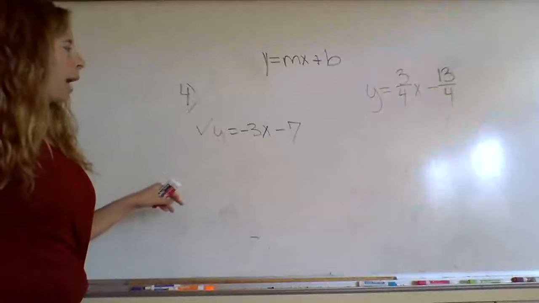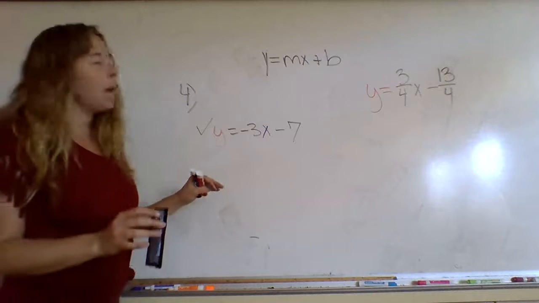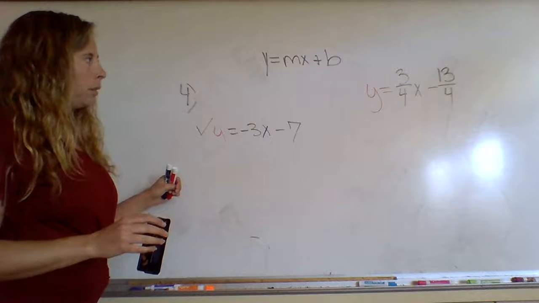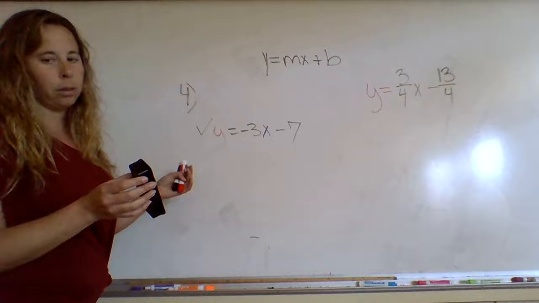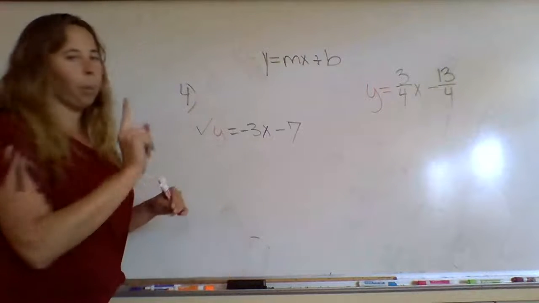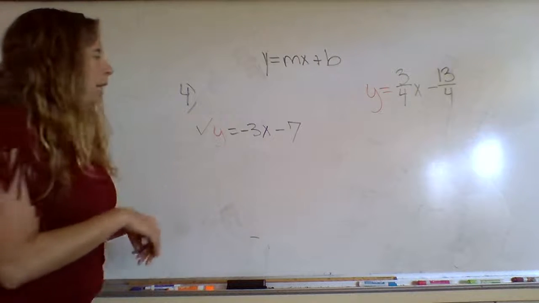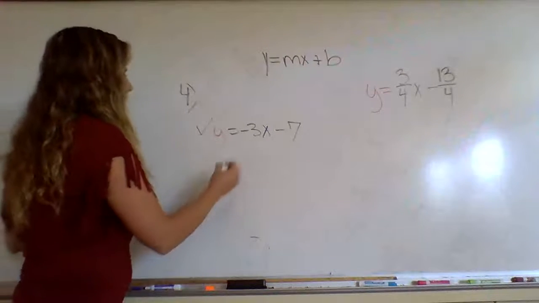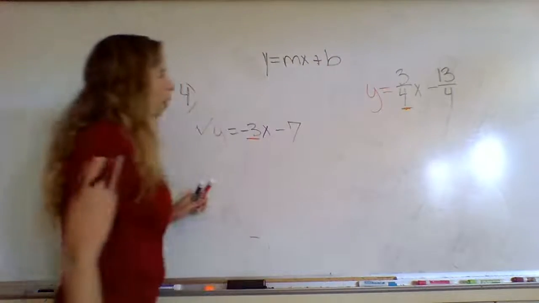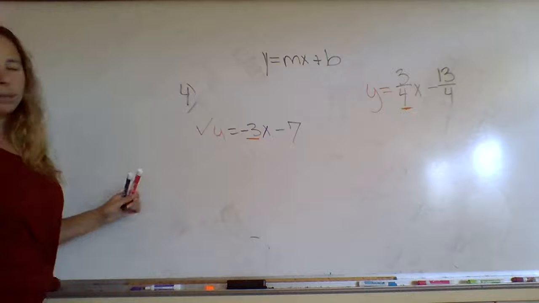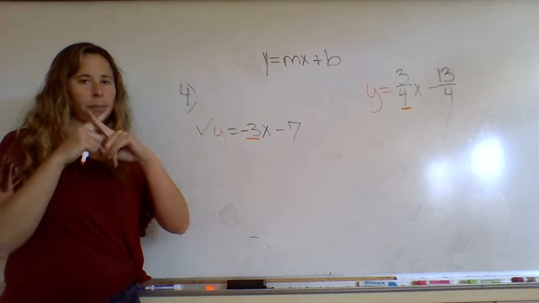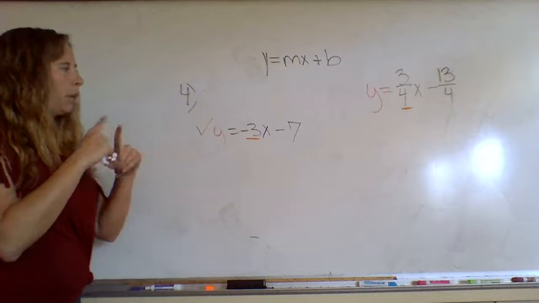That means if I were to graph these guys, you don't actually have to graph them. But if I were, how many times would they intersect with each other? Or would they never? They would intersect once. They have different slopes. This slope is -3. This slope is 3/4. So their slopes are different. That means at some point they are going to intersect with each other. Just once.